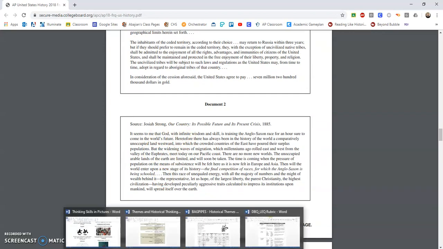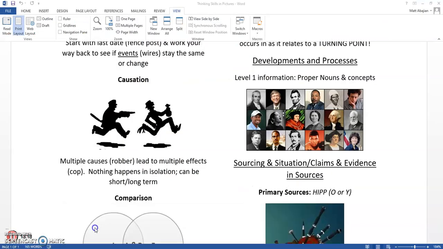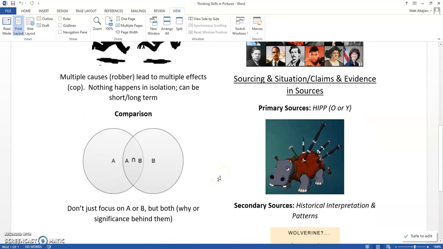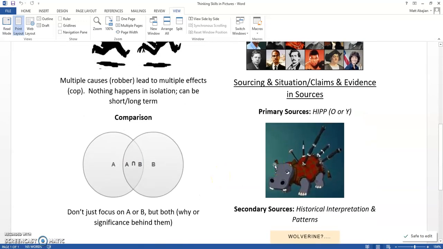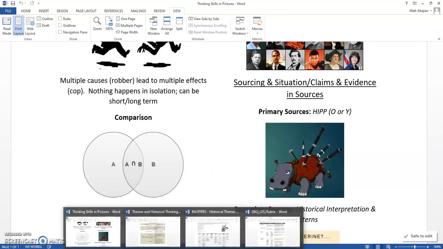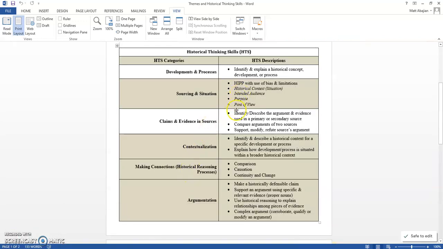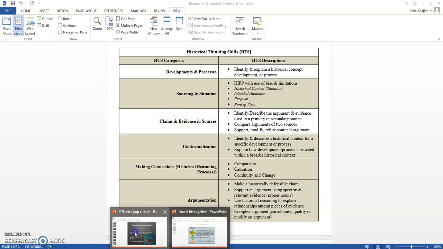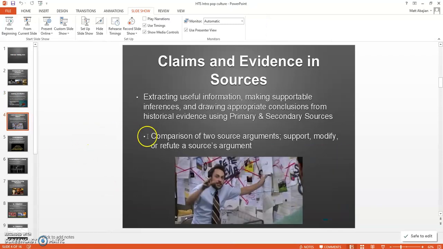the intended audience, historical context, and a number of other things. So it's kind of almost like a Pokemon in a sense, where you're going to use these to break down documents and help you out. And so I'm going to give you all of these to be able to use in the skills. And finally, claims and evidence and sources. When we're talking through something like that, essentially what we're doing is extracting useful information, making supportive inferences, and drawing appropriate conclusions from historical evidence.